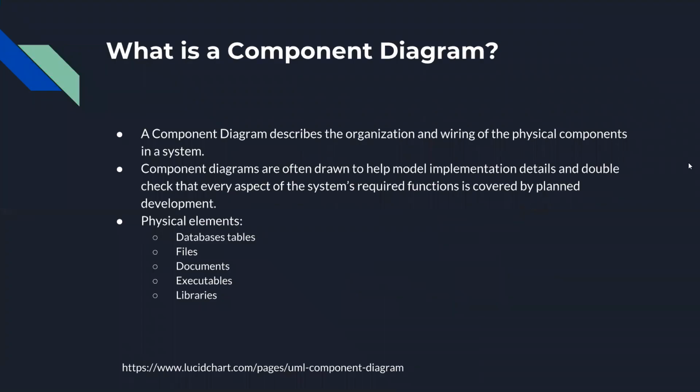What is a component diagram? A component diagram describes the organization and wiring of the physical components in a system. Component diagrams are often drawn to help model implementation details and double-check that every aspect of the system's required functions is covered by plan development.